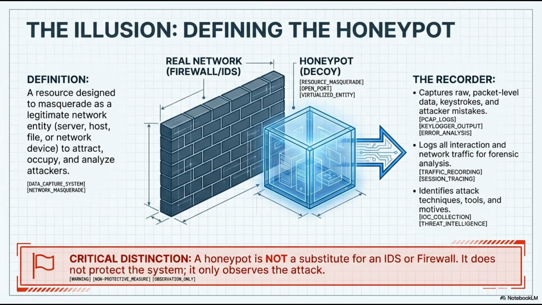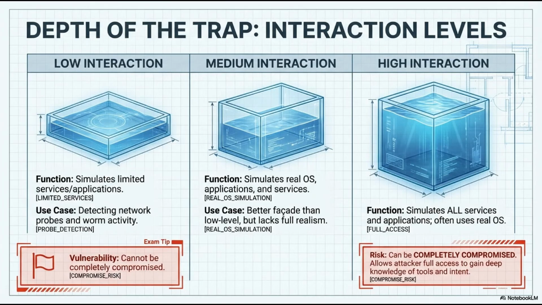Got it. Okay, let's get a little more complex. Moving to slide 3, we're talking about the depth of the trap, or interaction levels. Low, medium, and high. Right. Let's start in the shallow end. Low interaction. Think of this as like a cardboard cutout of a security guard in a store window. Okay, yeah. Effective from a distance, maybe scares off a casual thief, but don't get too close.